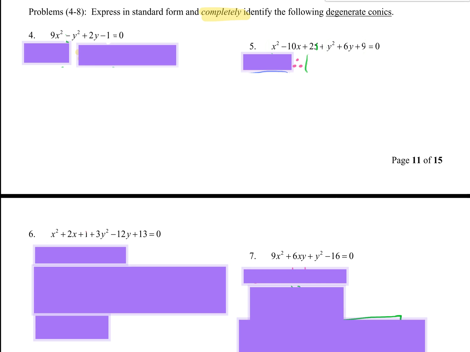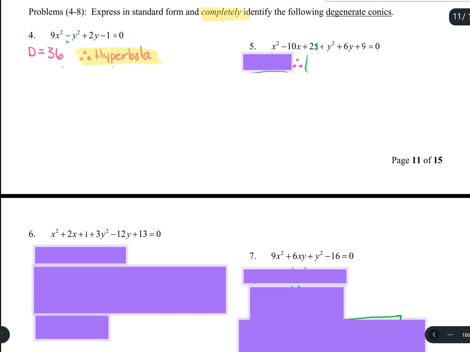So on number 4 here, calculate the b squared minus 4ac. You should get that the discriminant is equal to 36. Since the discriminant is greater than 0, that identifies this as a hyperbola. All right, so now since it's a hyperbola, I'm already telling you here that these are degenerate conics.